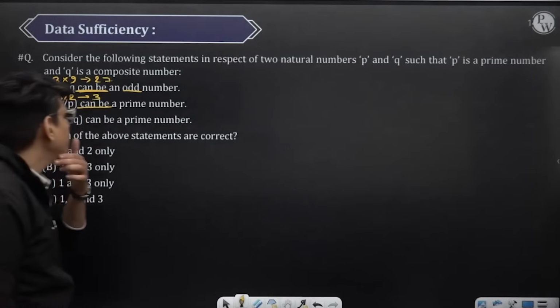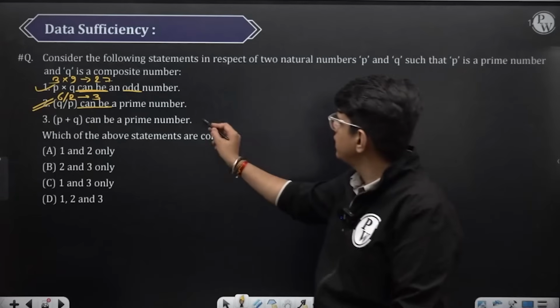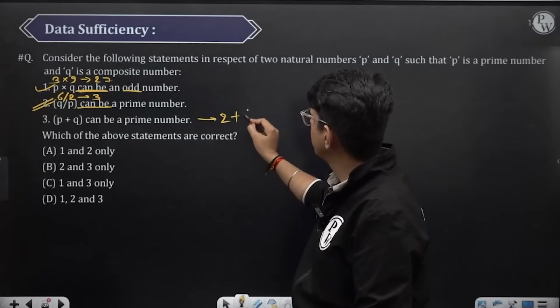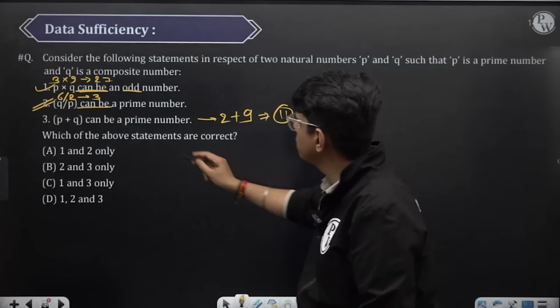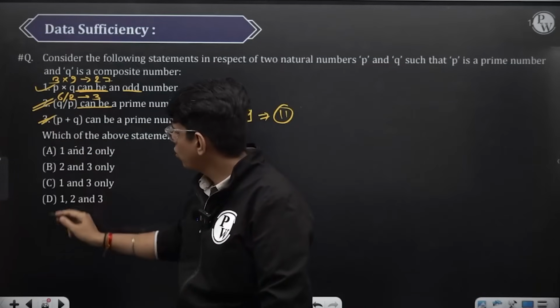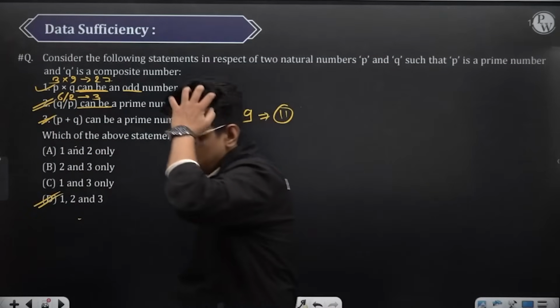P plus Q can be a prime number. So here see, 2 is a prime number. 9 is a composite number. The sum is 11. 11 is a prime number. So this is also possible. So all the possibilities are there. 1, 2, 3, all are possible.